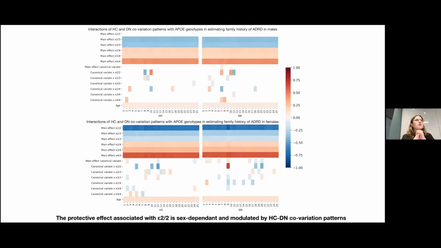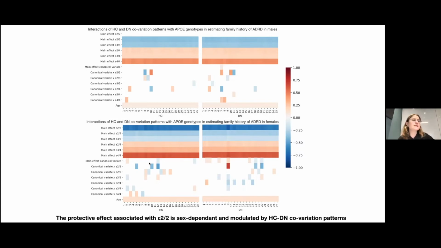So we did a similar analysis, but this time instead of regressing a risk factor, I regressed family history of Alzheimer's disease, so binary, yes or no, on the same set of 14 parameters. So the main effect of each of the 6 APOE genotypes, the main effect of the canonical variant being investigated, the 6 interaction terms between the canonical variant and the APOE genotypes, as well as age.